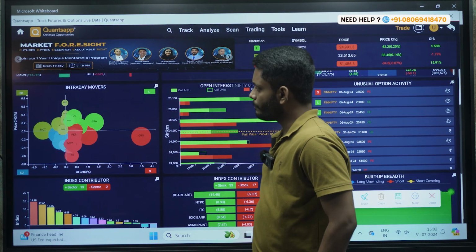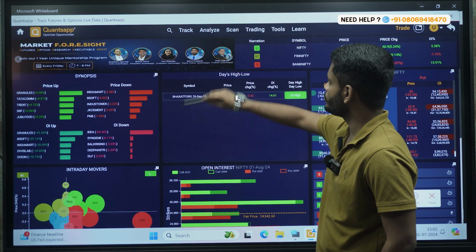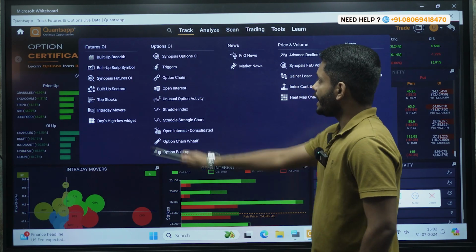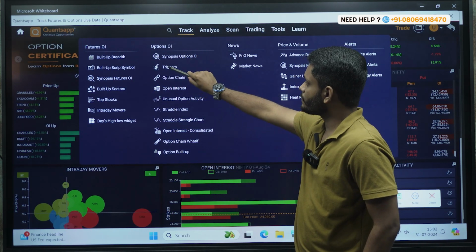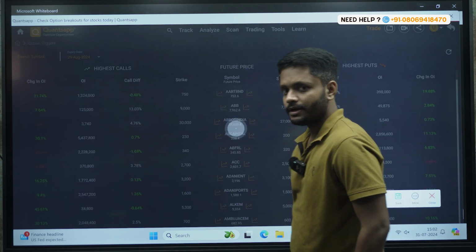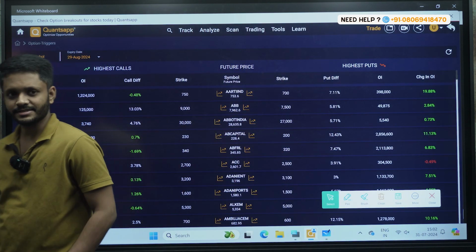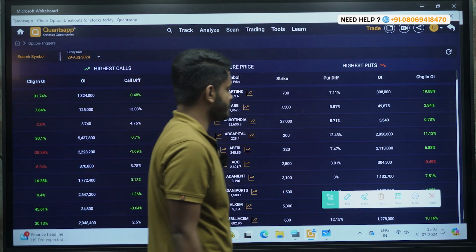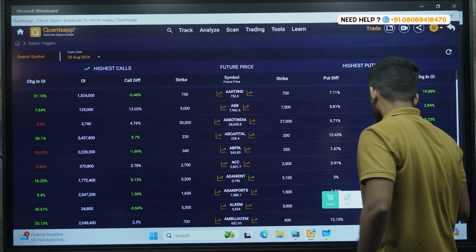Okay, so this is the home page. As soon as you log in, what you are supposed to do is go to track. Under options OI, the second option is triggers. So just click on triggers. So what is this triggers? Let me explain the interface first and then we'll go and check out the setup.